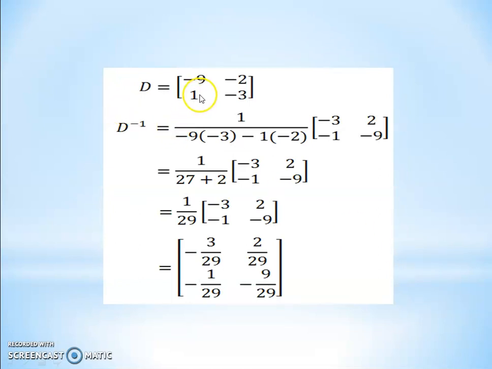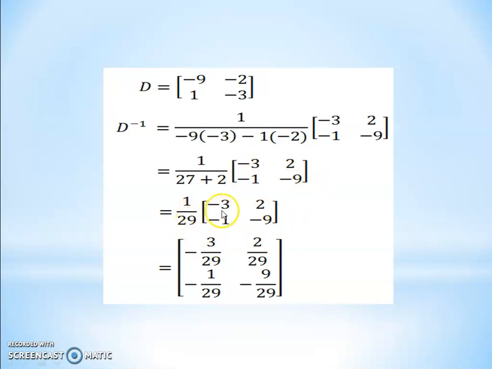Again, given the matrix [minus 9, minus 2; 1, minus 3]. More minuses are there, so be careful. We have to interchange A and D: minus 3 and minus 9. Minus 2 becomes plus 2 and plus 1 becomes minus 1. AD minus BC: minus 9 into minus 3, then 1 minus remains the same, minus BC, 1 into minus 2. So minus 9 into minus 3 is plus 27, minus 1 into minus 2 is plus 2. So 1 upon 29, [minus 3, 2; minus 1, minus 9] remain the same.